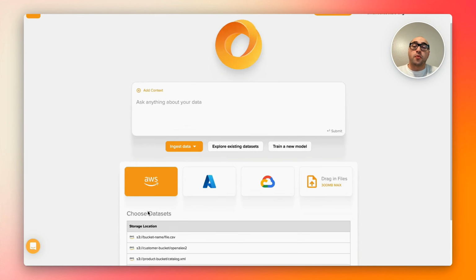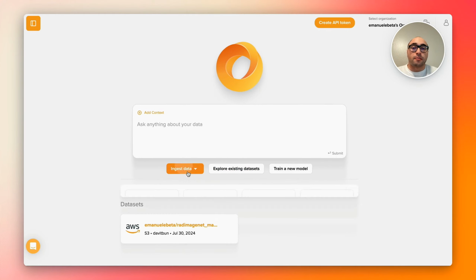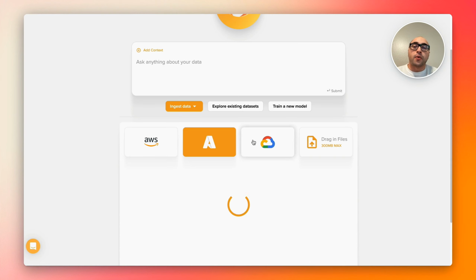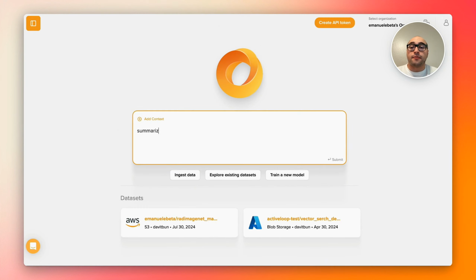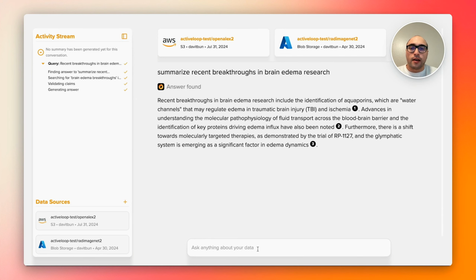Now let's try something more complicated. We're going to add the entire corpus of data from the internet. This is the largest data set to ever exist. And the second one would be the data set of radiology images from patients. I'm going to ask it to summarize recent breakthroughs in brain edema research. The agent will understand that it needs to go look through scientific literature on PubMed. It will gather evidence and generate a well researched answer.